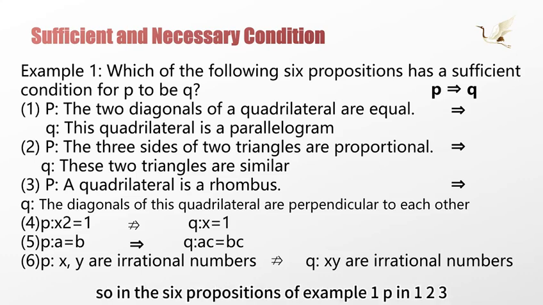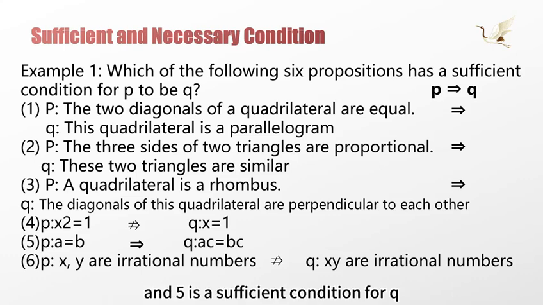So in the 6 propositions of example 1, P in 1, 2, 3, and 5 is a sufficient condition for Q.